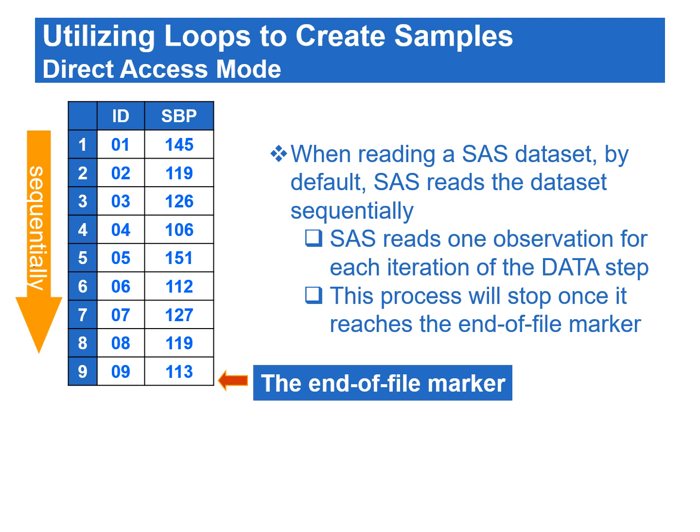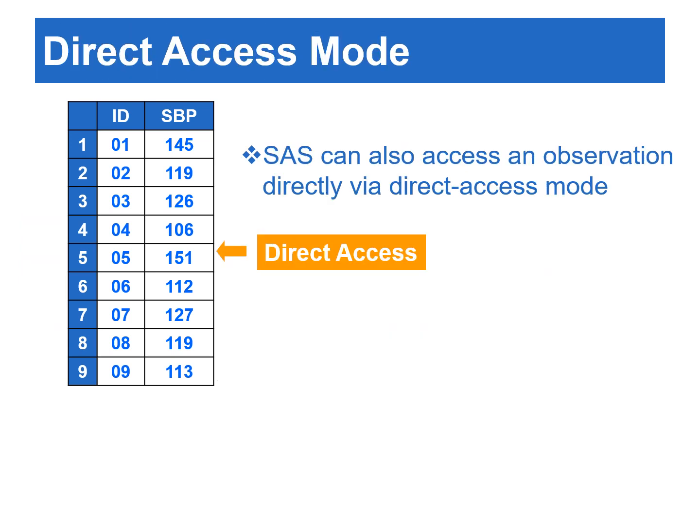In some situations, we may want to draw samples from a dataset. By default, SAS sequentially reads one observation per iteration of the data step. This process will stop when an end-of-file marker is reached. Instead of reading data sequentially, SAS can also access an observation directly, via direct access mode.